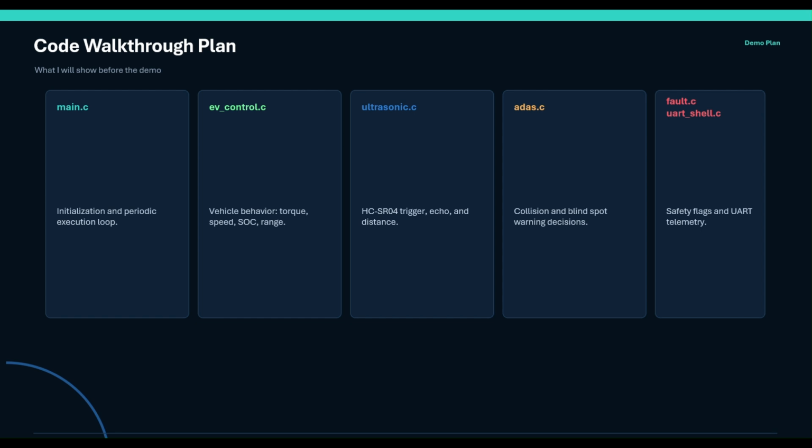Next, I will briefly show the code in STM32CubeIDE. I will start with main.c and the application loop. Then I will show the EV control module, ultrasonic module, ADAS module, fault manager, and UART shell. I will not explain every line. I will focus on the role of each module.